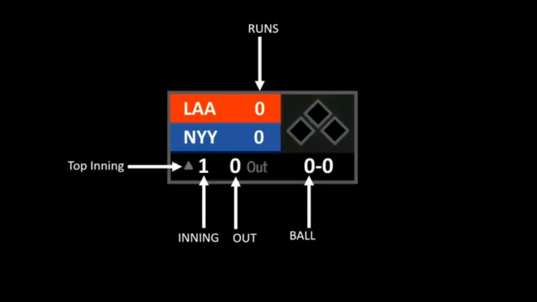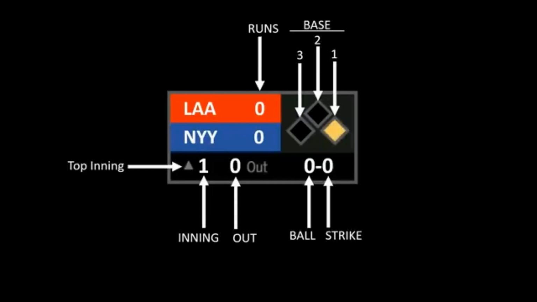The first number shows balls, so 1, 2, 3, and if 4 balls, they get a walk. The second number shows strikes. If 3 strikes, then the player is out. These 3 square boxes show the first, second, and third base. Right now, because the match just started, nobody is standing on the bases. In case there's a player on first base, you would see something like this.